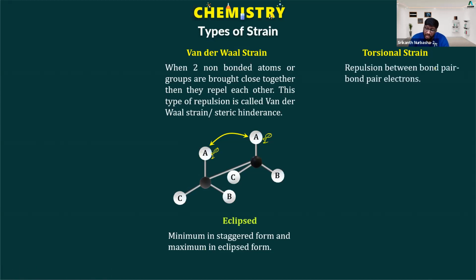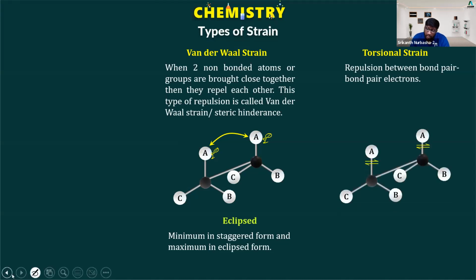Torsional strain, repulsion between bond pairs of electrons. If you look at bond pairs, not only the electrons in the A atom, but also we have a bond pair, right? We have the carbon-A bond, in that we have a pair of electrons. Here also we have a pair of electrons. They are also going to repel. When you take that repulsion into account, that is torsional strain. Repulsion between bond pairs of electrons, that is the torsional strain.